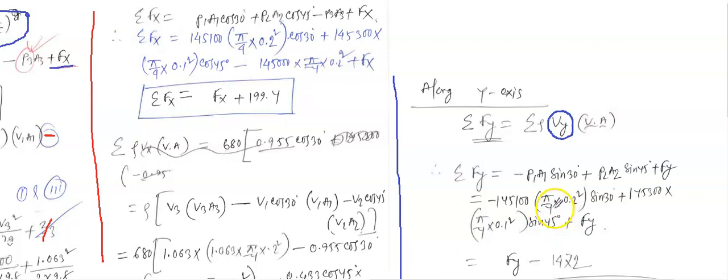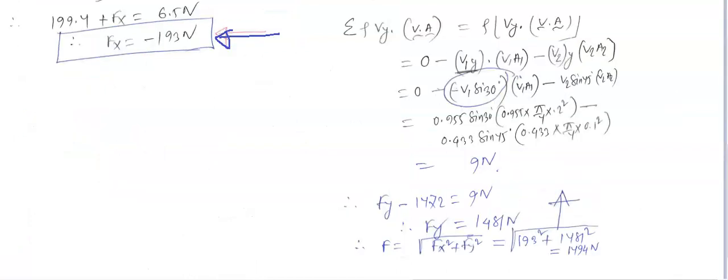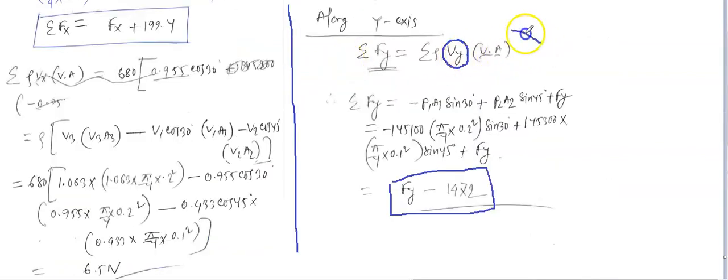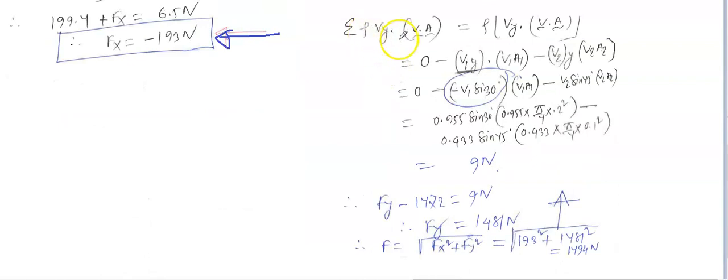So just substitute every value, simplify it, then you will get the values Fy minus 1472. So that's the net force along y-axis. So now we will calculate the rate of change of moment. Right. So what I said, now we will calculate the right hand side. So this is rho Vy V dot A. So we can put rho here, and then it will be the Vy V dot A.